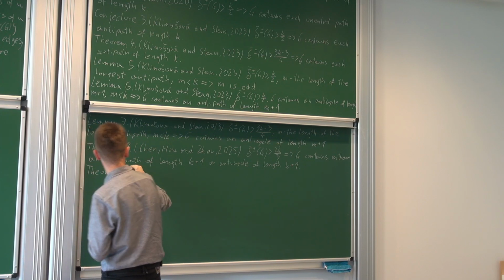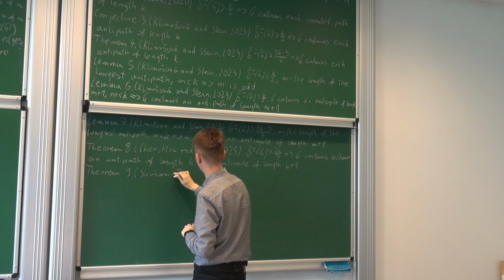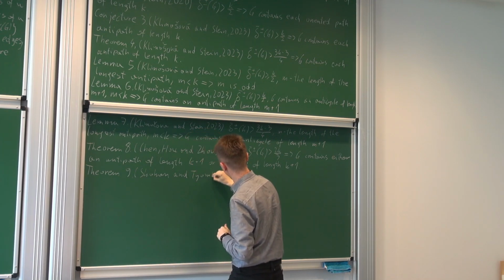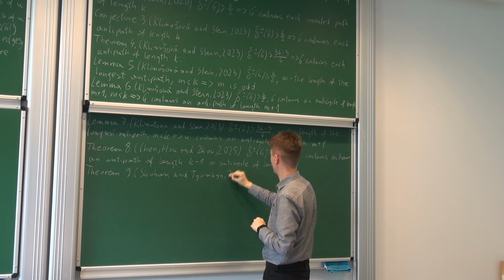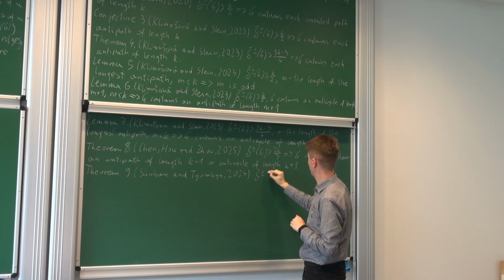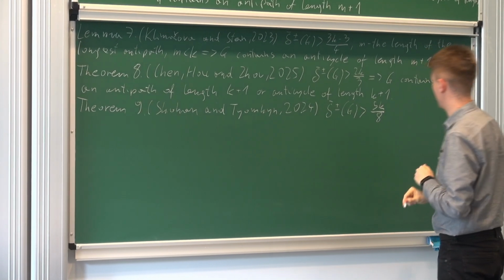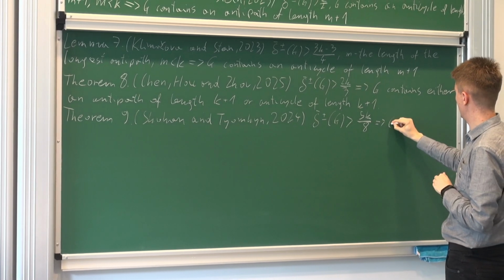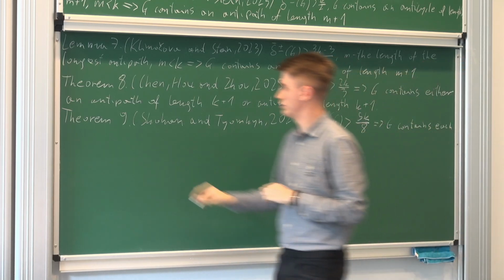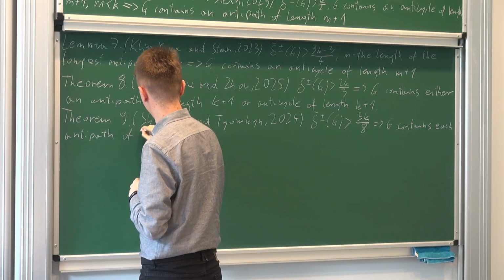Okay, and the next result is Kokan and Tiomkin. Kokan and Tiomkin showed about 5k over 8. Yes, and G contains each antipath of length k.